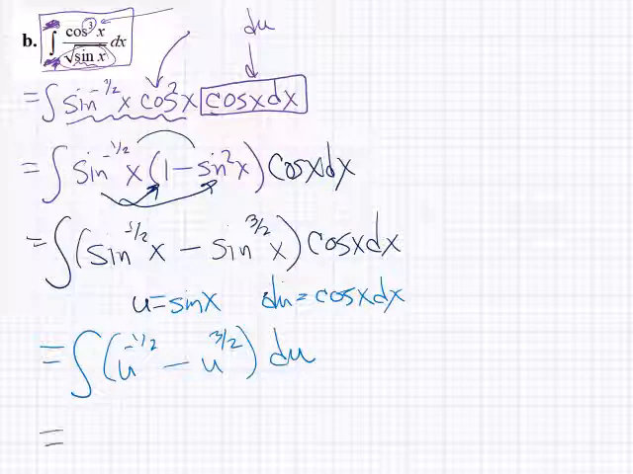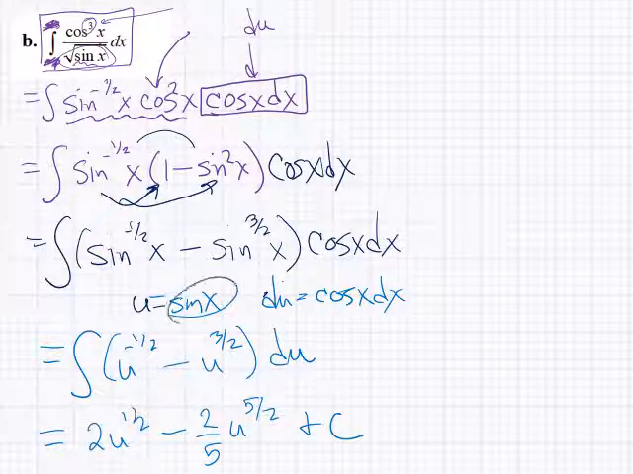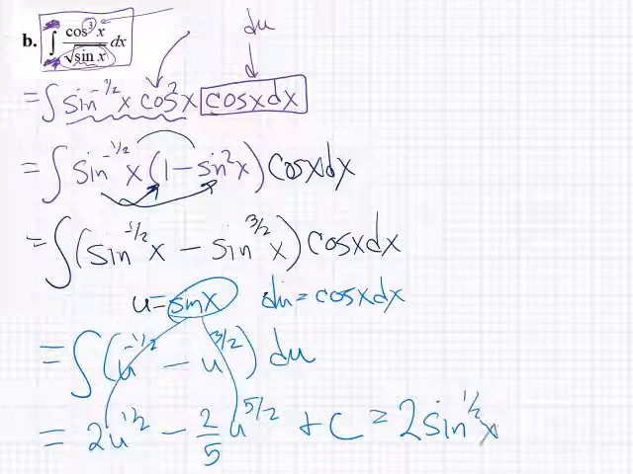So what are we going to do now? Power rule. Add 1 to the power, divide by, right? So I'm going to get 2u to the 1/2 minus 2/5 u to the 5/2 plus c. Substitute your u back in here and here, and we are done. So 2 sine to the 1/2 x minus 2/5 sine to the 5/2 x plus c.